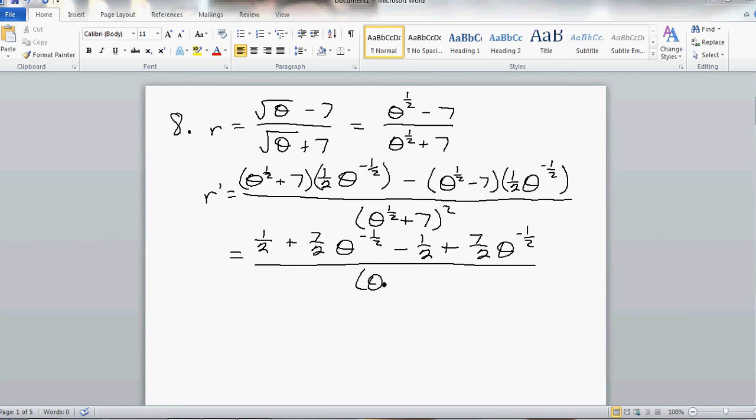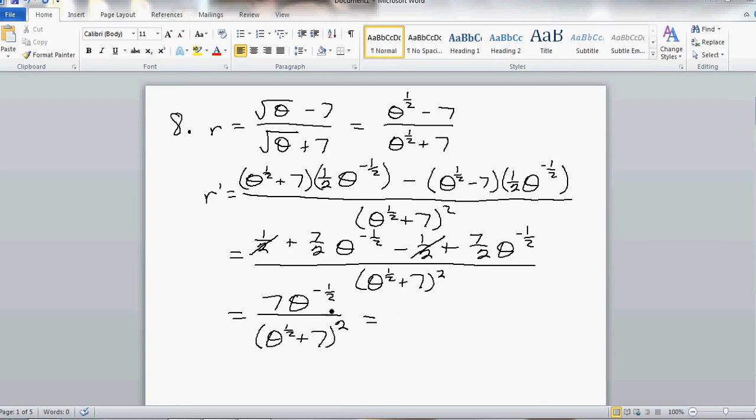ho. Well, it's very obvious. The 1/2 minus the 1/2 cancel each other out, and the 7/2 plus 7/2 turn into 7 theta to the negative 1/2 power over theta to the 1/2 plus 7 quantity squared.